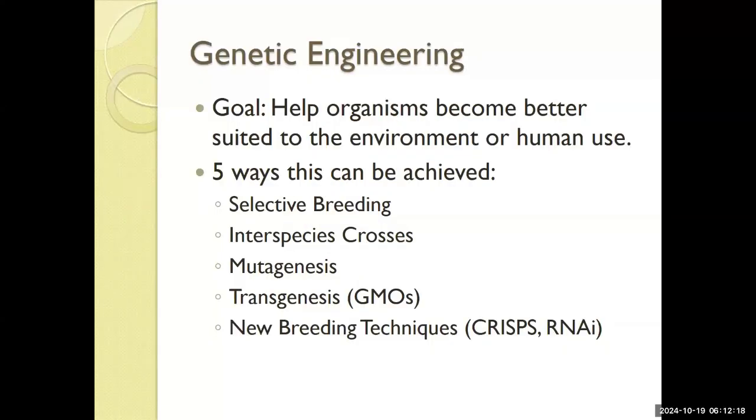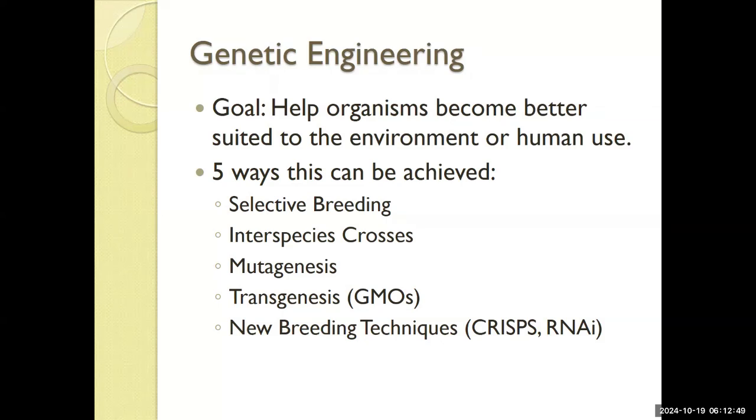As we continue to expand on genetic engineering, it helps us to understand the goal of this process. It's not to meddle or play God. It's to help organisms become better suited to the environment or human use in a shortened time frame. Genetic engineering has always been a process through selective breeding, interspecies crosses, mutagenesis, transgenesis, and new breeding techniques like CRISPR and RNAi.